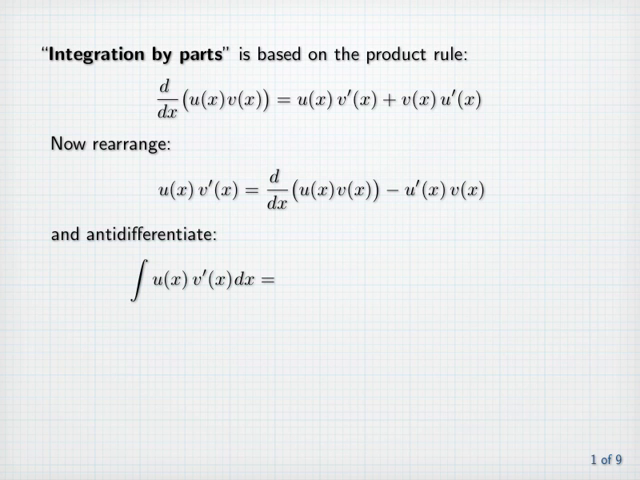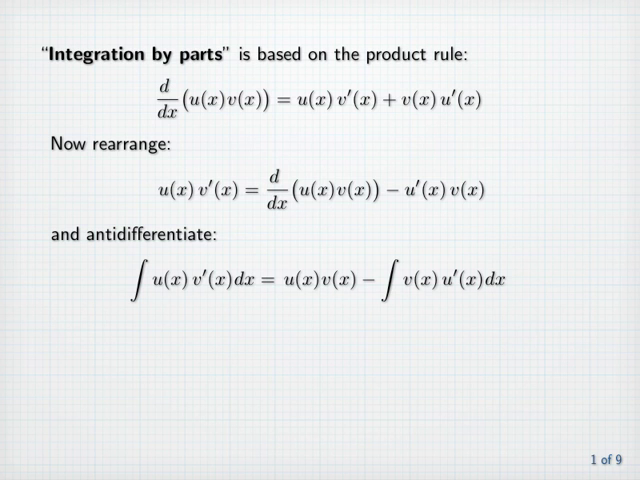On the left we have the indefinite integral of u of x times v prime of x dx, and an antiderivative of the derivative of the product is the product itself, and then we have minus the integral of v times u prime. Now this is potentially a very useful formula because the integral on the right side is possibly simpler than the integral on the left.